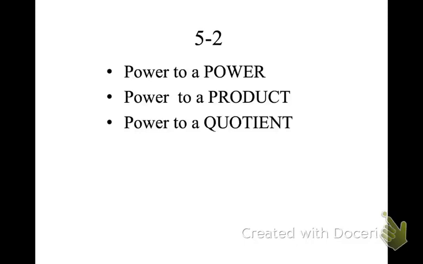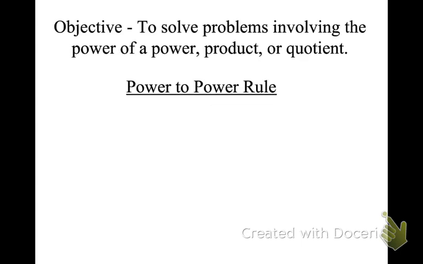Today we are working on a power to a power, power to a product, and power to a quotient. So for our first rule, a power to a power is when you have an exponent inside parentheses and another power or exponent outside the parentheses. The rule is that you multiply them.